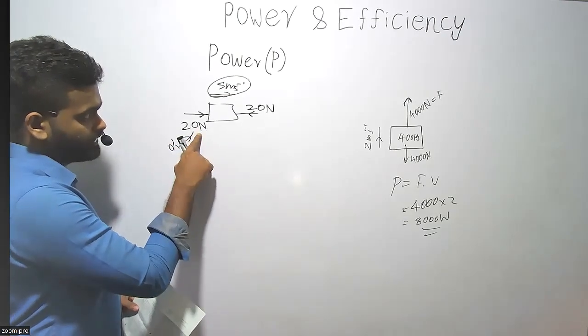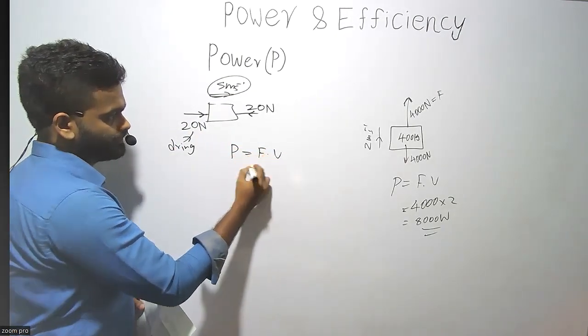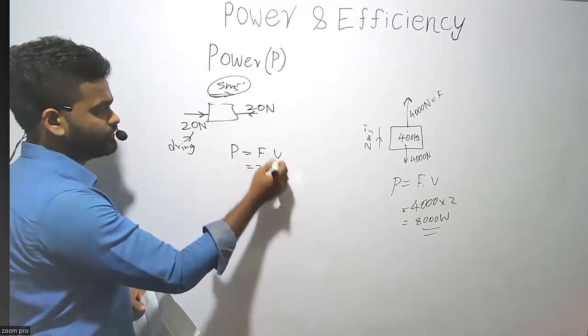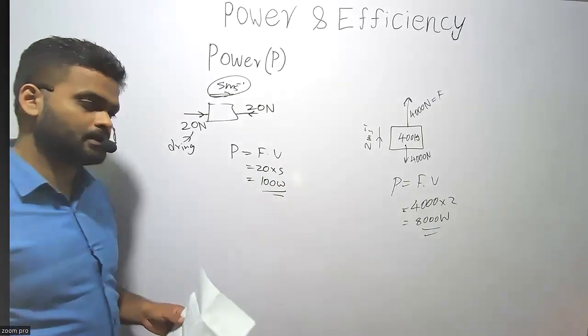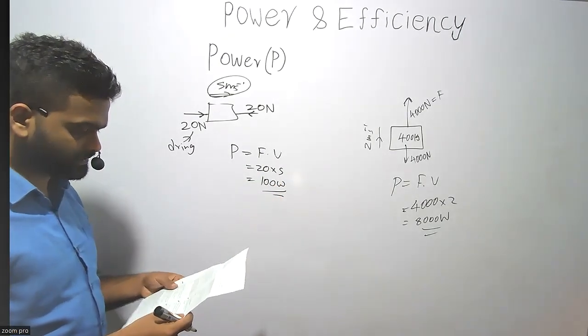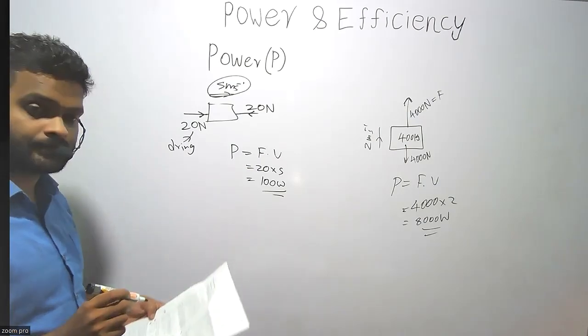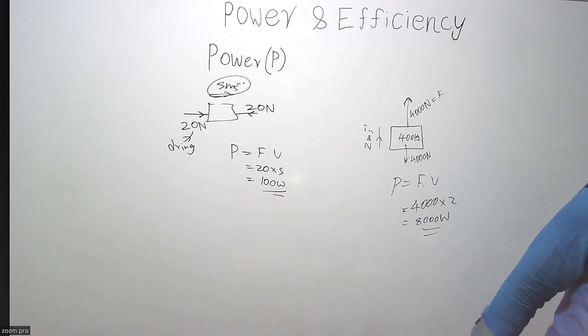Okay, now you have the driving force and the speed. You can simply use this equation. Force is 20, velocity is 5. So 100 watts is the power of the bicycle. So the answer is fourth one, right? Yeah, correct. Answer is fourth one.